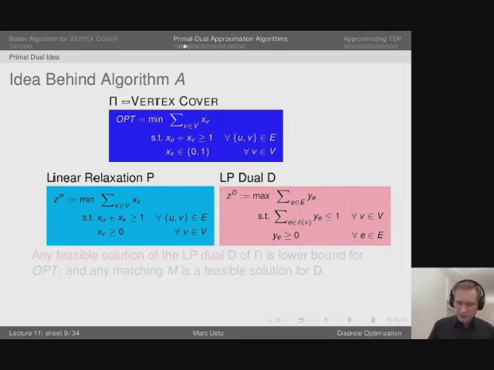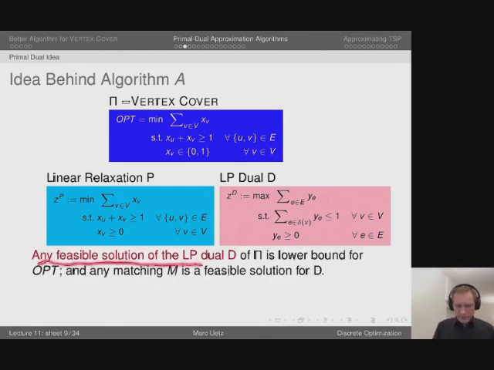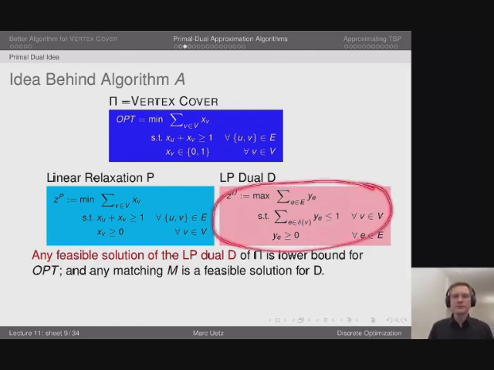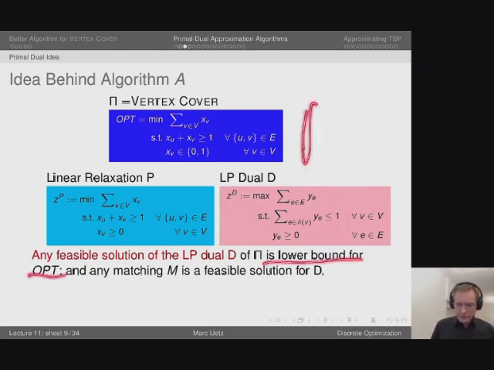We can do that not only for the vertex cover problem, we can in principle do that for any problem that we have formulated as an integer programming problem. And the crucial idea is the following, namely that any feasible solution of the dual of this linear programming relaxation, so any feasible solution of this red linear programming problem, is a lower bound on the optimum solution value for the integer program.